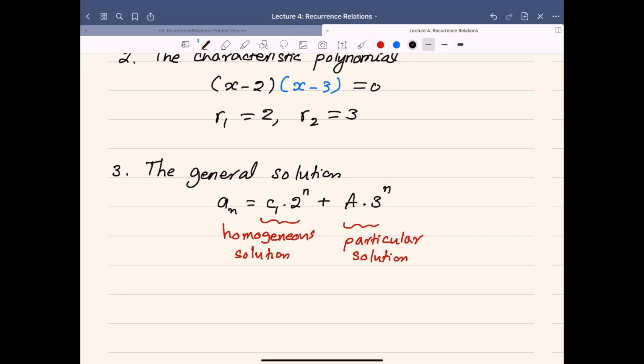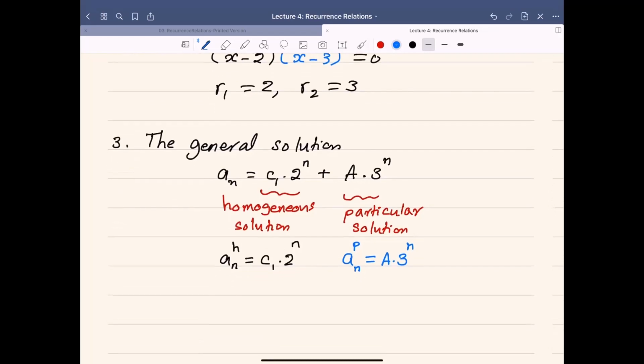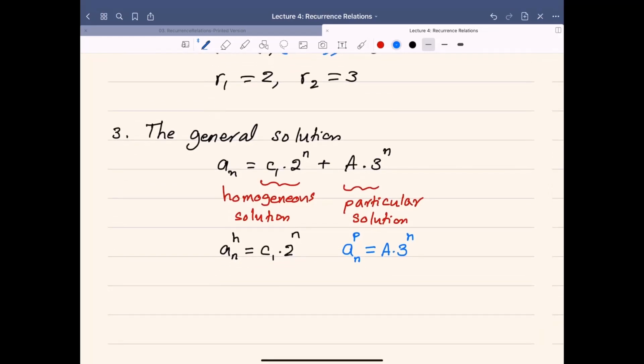So what are these two equations? We will give them labels. The first one, we will label it a_n^(H) as homogeneous, which is equal to C1 times 2 to the power n. The second one, we will call it also a_n, but (P) as for particular solution, which is equal to A multiplied by 3 raised to power n. So we have two solutions, one for homogeneous and one for the particular solution obtained from f of n.